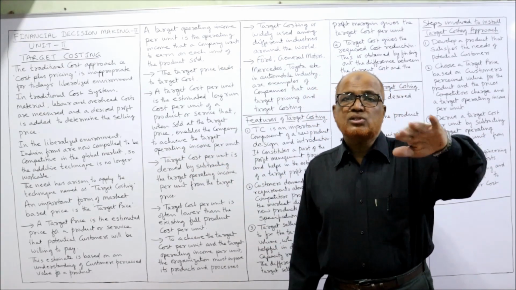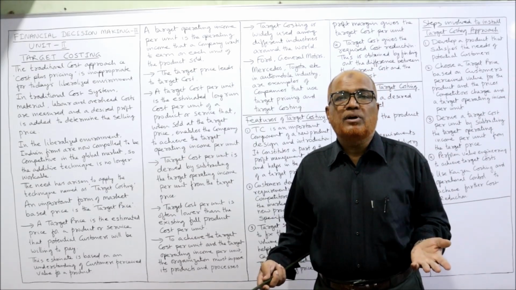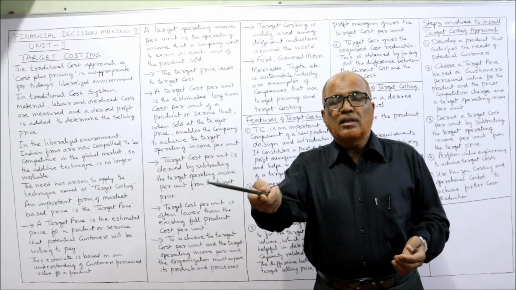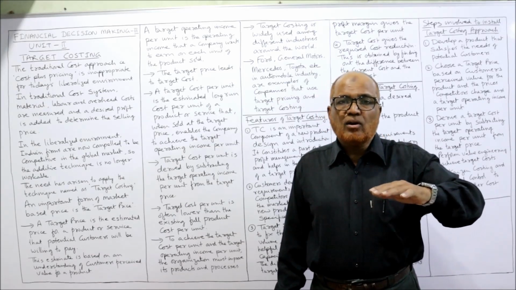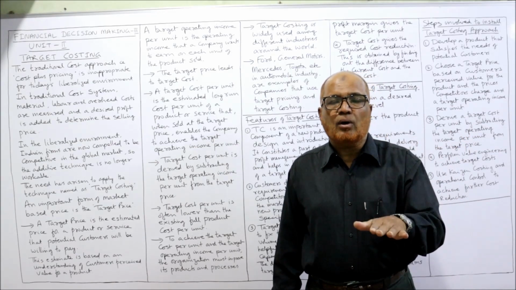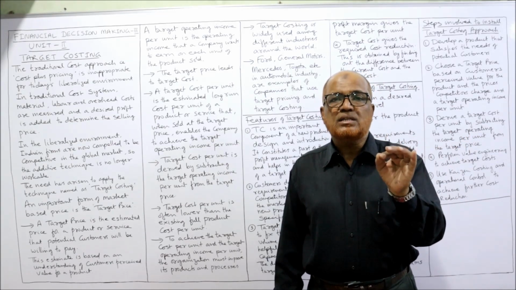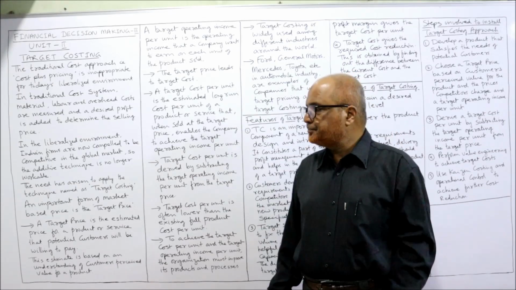If the actual cost increases beyond the target cost, the profitability will come down because the customers are willing to pay only 100 rupees. So if our cost increases more than 80 rupees, then definitely our profit will come down. So we will plan in such a way that the target cost should be achieved.